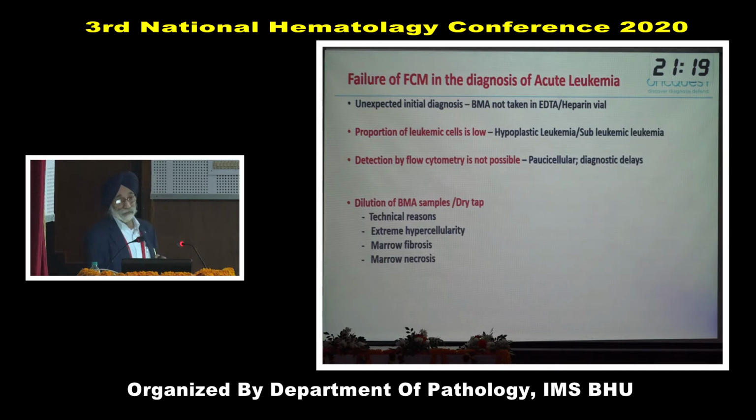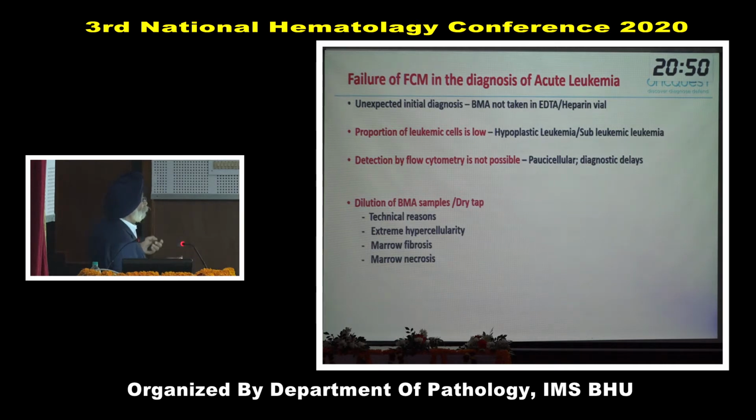But what happens with flow? In some cases you find that flow cytometry does not help. Why does it not help? Number one, the proportion of leukemic cells is too low. That means your patient came with leukemia, you have done a bone marrow aspirate, that is also diluted, showing peripheral blood, leukemic cells are not enough. You can't do flow. So what do you do now?